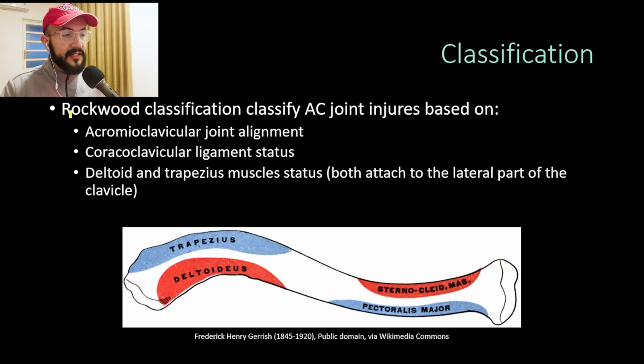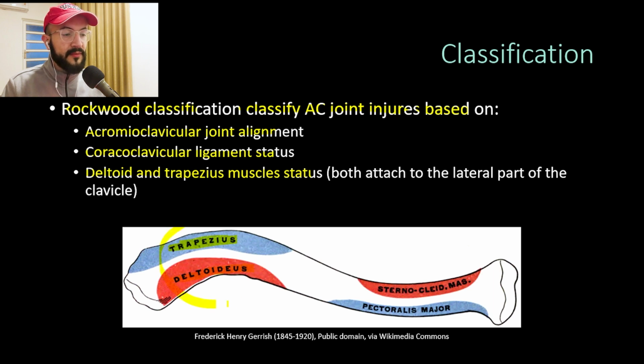Now, the Rockwood classification classifies the AC joint injuries based on the acromioclavicular joint alignment, so whether the joint is aligned or not, and also based on the coracoclavicular ligament status, whether they are sprained, torn, or normal. And also it classifies these injuries based on the deltoid and trapezius muscles status. That is because these muscles, the deltoid and trapezius, insert into the lateral part of the clavicle near the AC joint, as you can see in this picture here.